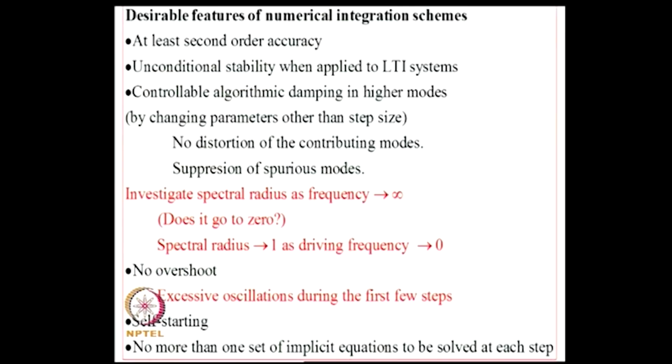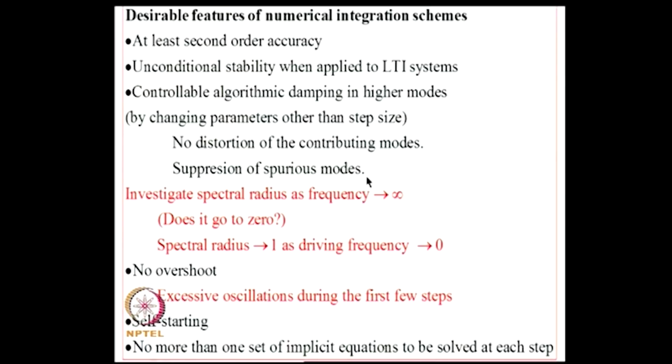So, we can summarize what are the desirable features of a numerical integration scheme. It should at least have second order accuracy, it should be unconditionally stable when applied to linear time invariant systems, and we want to have controllable algorithmic damping in higher modes. That means, by changing parameters other than the step size, so that means these parameters are algorithmic parameters, not the system parameters, we should be able to ensure that the numerical damping that will be present in the system does not distort the lower order contributing modes, and it suppresses the spurious higher order modes.